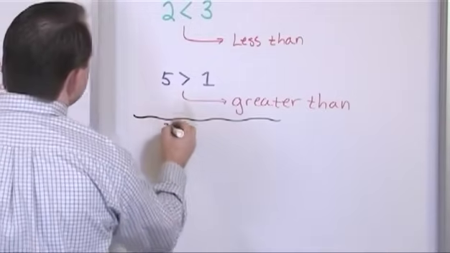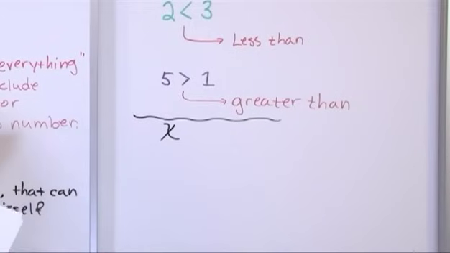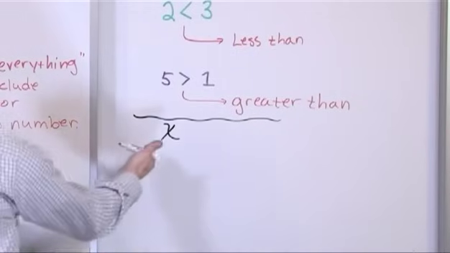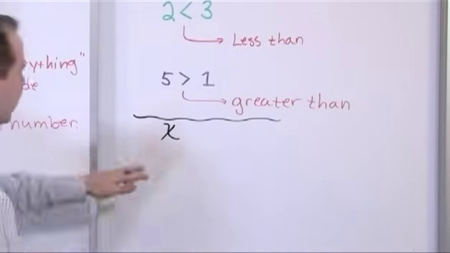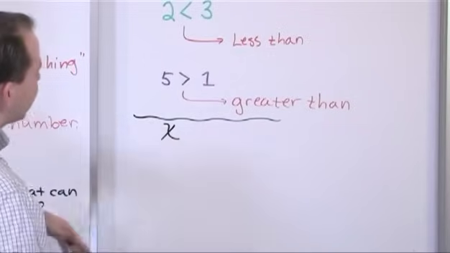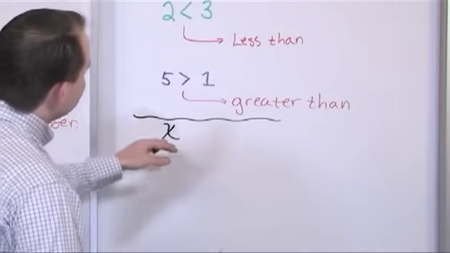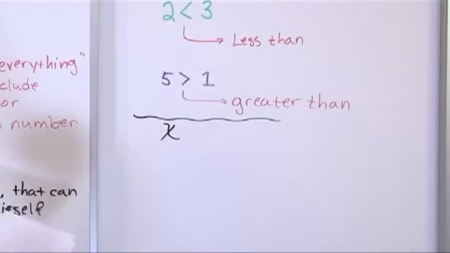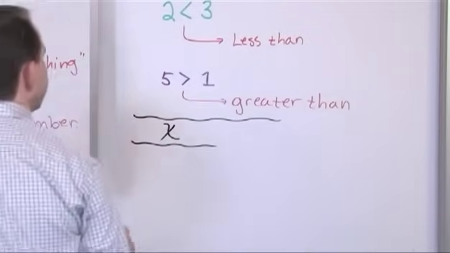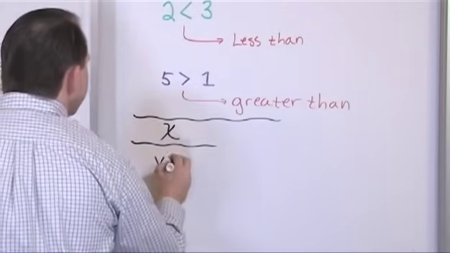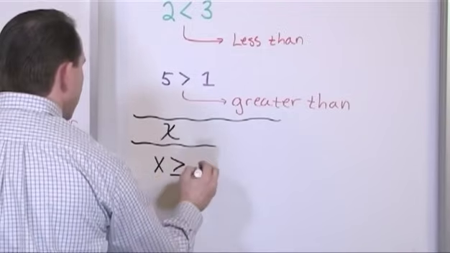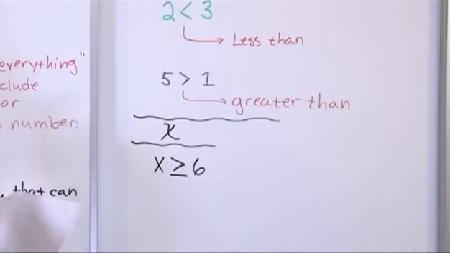You're going to see the letter x used a lot because it just happens that algebra uses the letter x to represent the variable most of the time. It's a letter of the alphabet. You've seen the letter x all your life. Don't be worried about it. It's just an unknown value of something. So if I had something like x is greater than or equal to 6, I would write it like that.